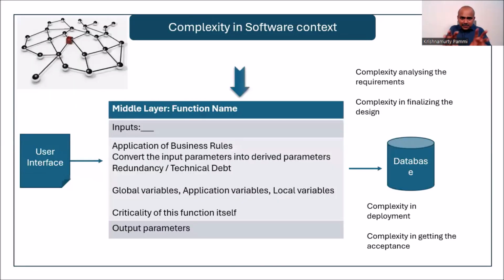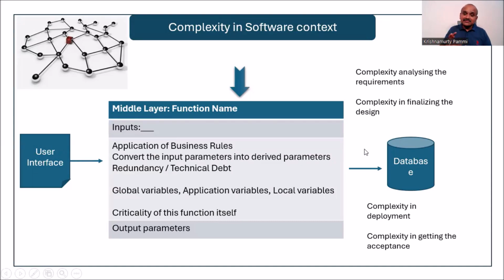Okay. Now, complexity in more detail. For example, if you are changing a function, what kind of business rules are you changing? Are you converting the input parameters to derived parameters? Are you changing the global variables? Are you changing the application variables? Are you changing the local variables? And is there redundancy? Do we have to do optimization? Is there technical debt involved? Okay, so these are the things that qualify for complexity.